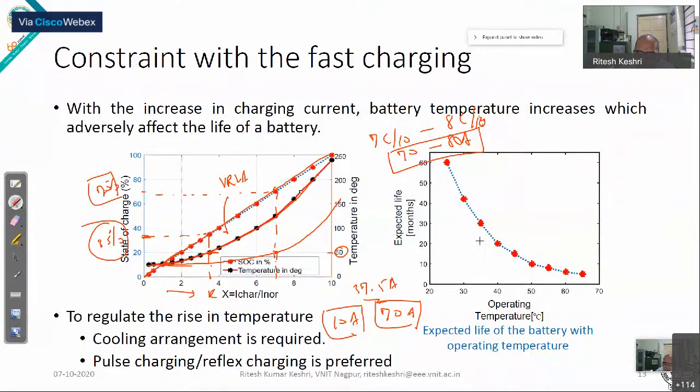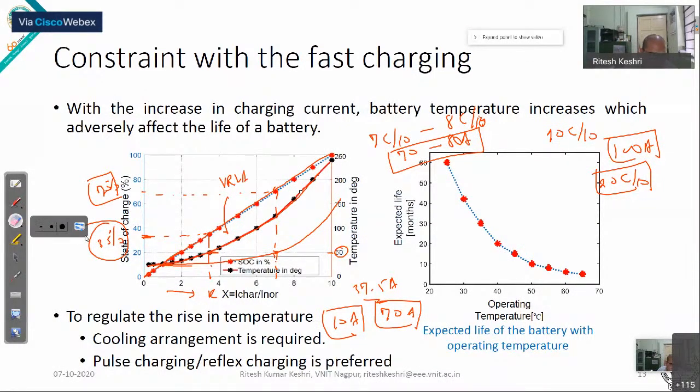And in some cases, people say that they can charge beyond 10 C by 10, meaning for a 100 AH battery, beyond 100 ampere. Maybe some people say 20 C by 10. If you charge it with 20 C by 10, how much time will it take to charge the battery? 30 minutes. But you have to take care of the temperature. Okay, now let's see about the temperature.